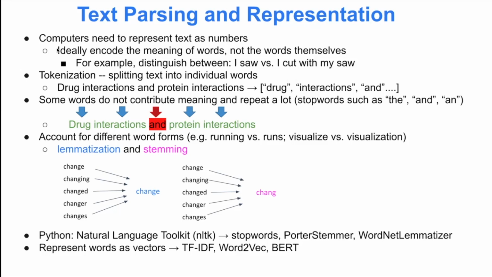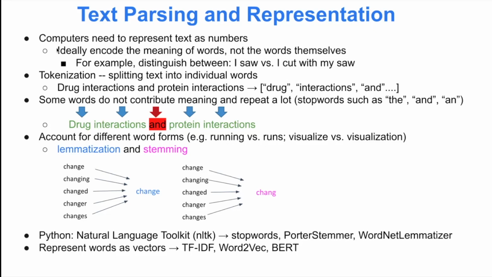This is splitting text into its individual words. For example, if you have a sentence like "drug interactions and protein interactions," that would just be splitting it into a list of drug, interactions, and, et cetera. Additionally, you might think about removing what we call stop words, which are articles and other similar words that don't necessarily contribute meaning to the text, but are repeated many times. In that same example sentence, "and" would be a stop word.